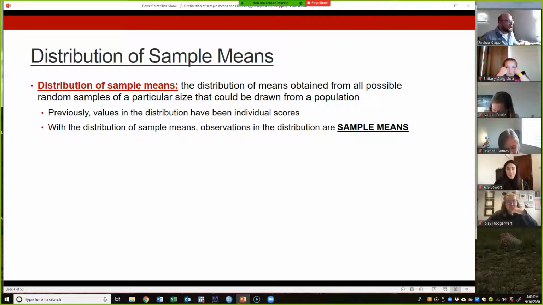But let's say that I go through and randomly recruit a random sample of 100 undergraduates and measure their height. Okay, and Rachel, what's the average height for my sample of 100 students?